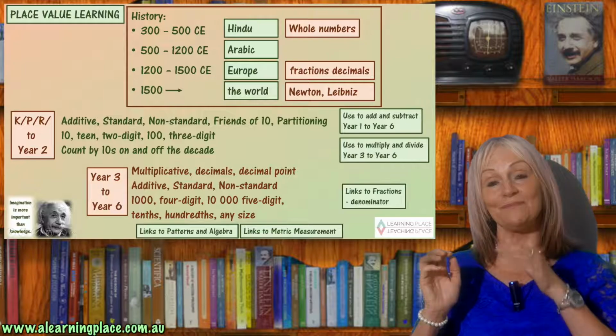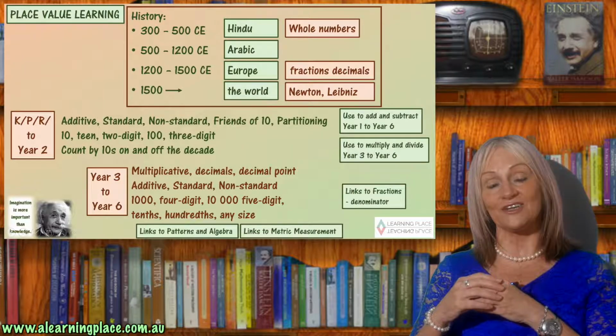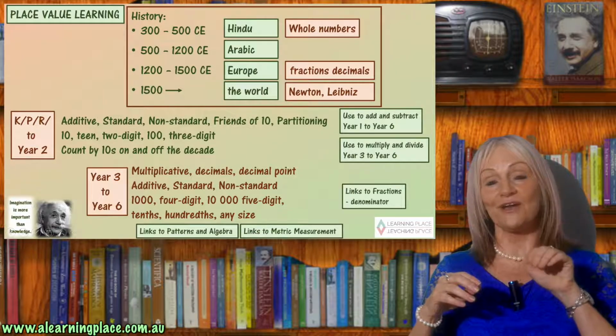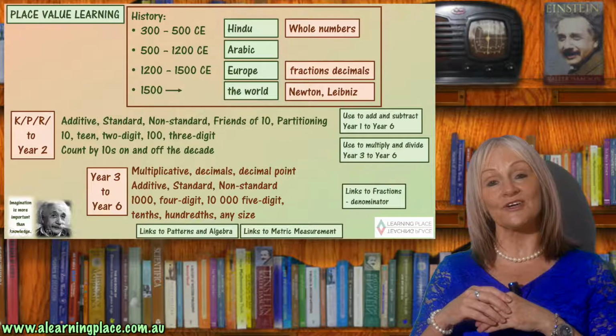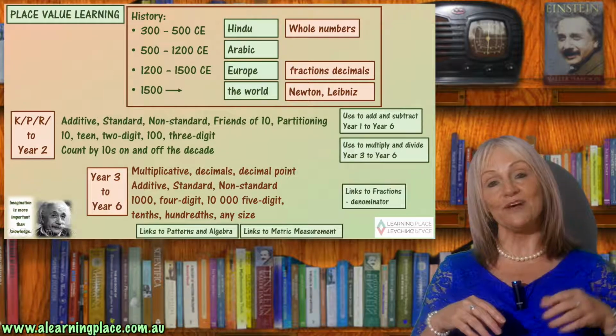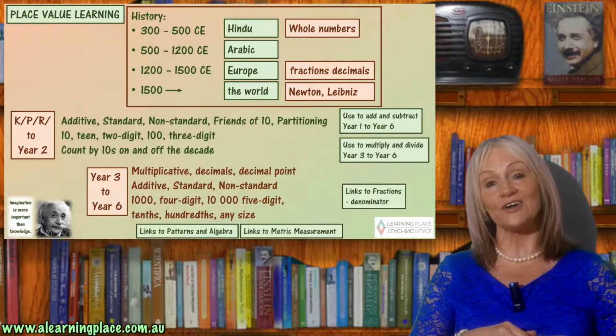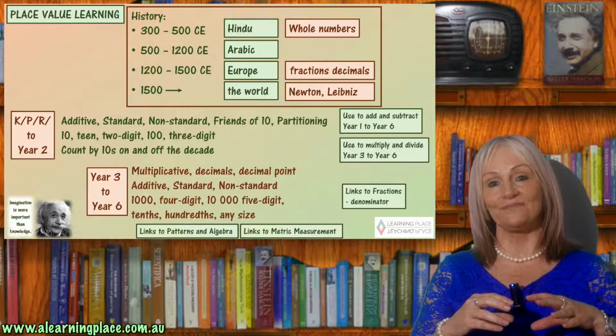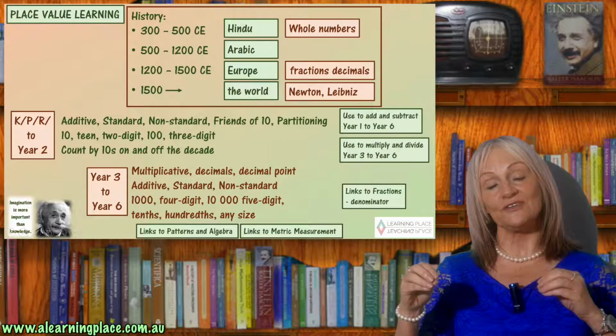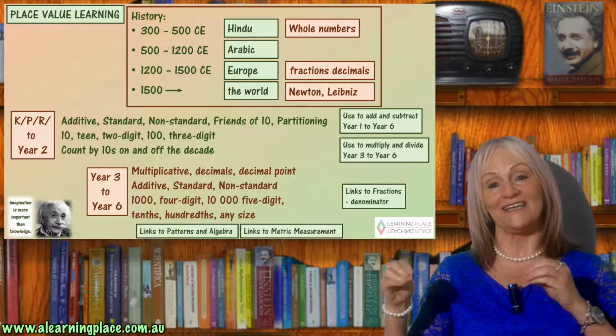They then multiplied by 10 to get the value of the next column, 10. They multiplied by 10 to get the value of the next column, 100. They multiplied by 10 to get the value of the next column, 1,000, and so on. To get the value of the columns to the right, they divided by 10.